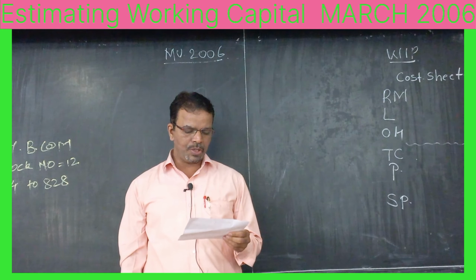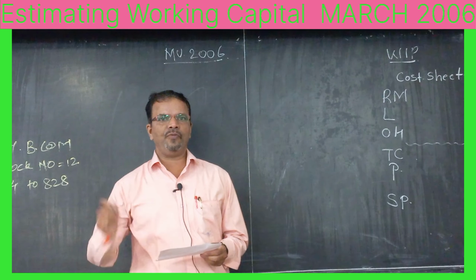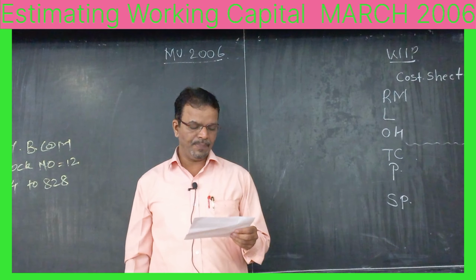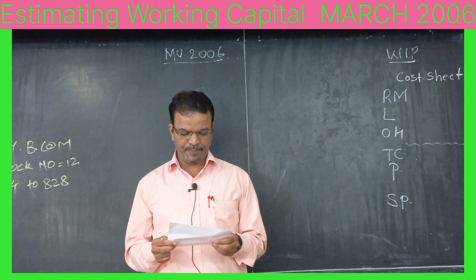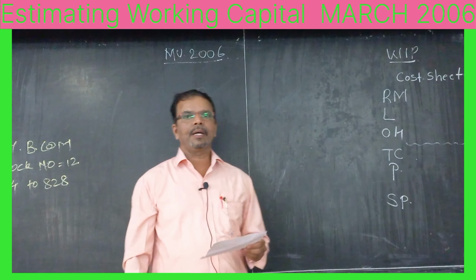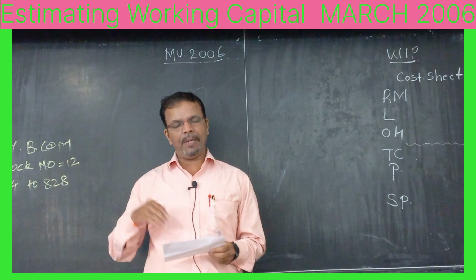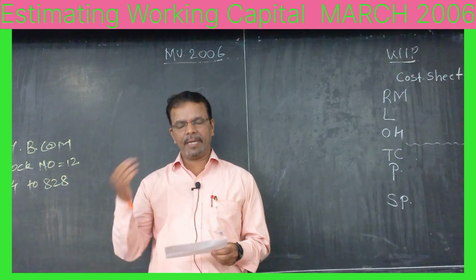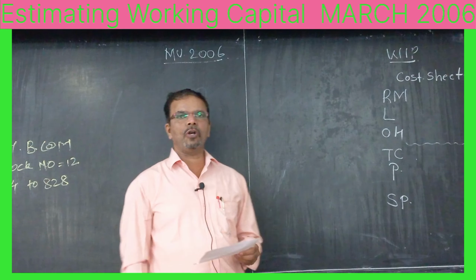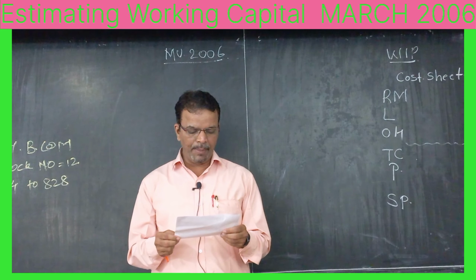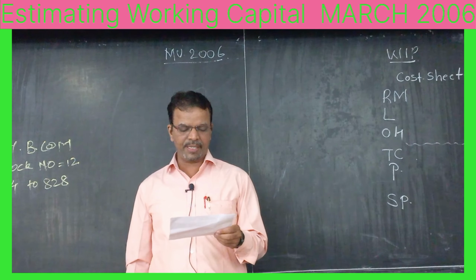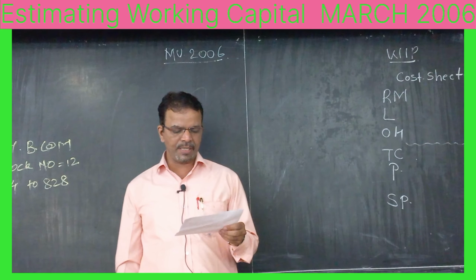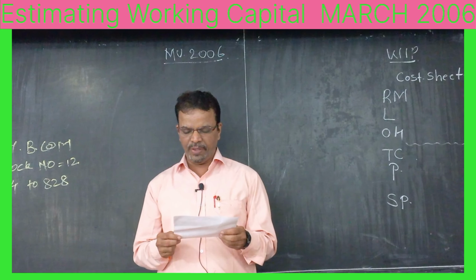After that, finished goods remain in stock for 4 weeks. Finished goods means the goods which are ready for sale. 4 weeks credit is allowed by suppliers. Suppliers means creditors, that means we are paying the money after 4 weeks. 8 weeks credit is allowed to debtors, that means we receive the money after 8 weeks from selling goods on credit. Time lag in payment of wages and overhead is 4 weeks each. Time lag means outstanding, so the outstanding payment of wages and overhead is 4 weeks each.